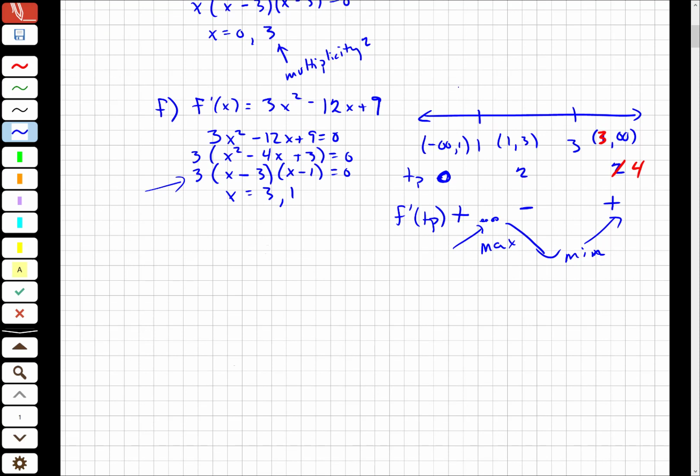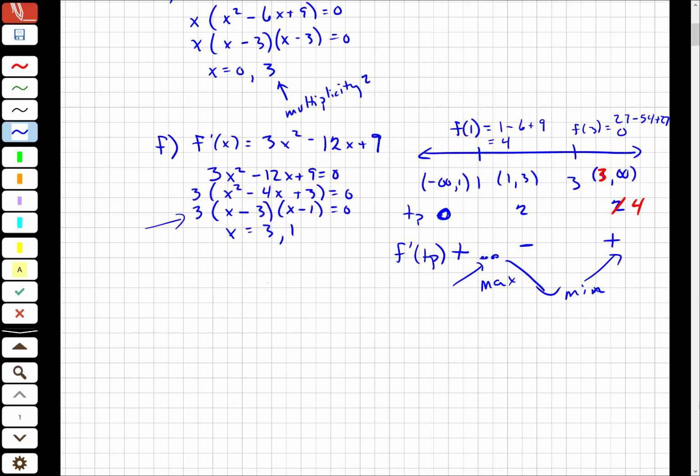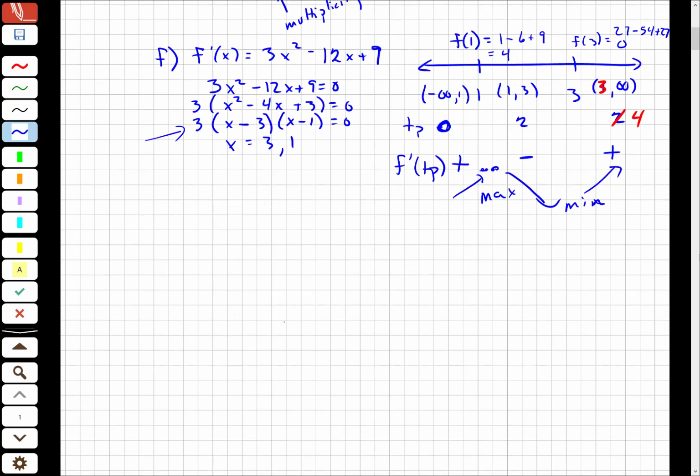So I'm going to find f of 1, which is 1 minus 6 plus 9, right? So negative 5 plus 9 is 4. And f of 3 is 27 minus 54 plus 27. Is that right? Is that 0? Oh yeah, because 3 was this zero of my original function. Okay, awesome.